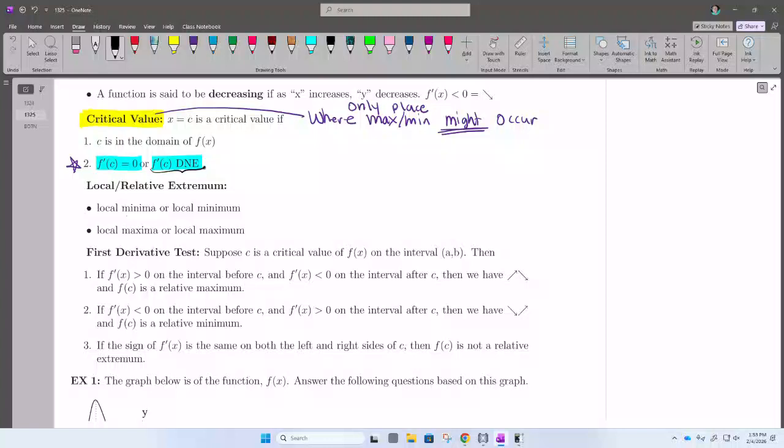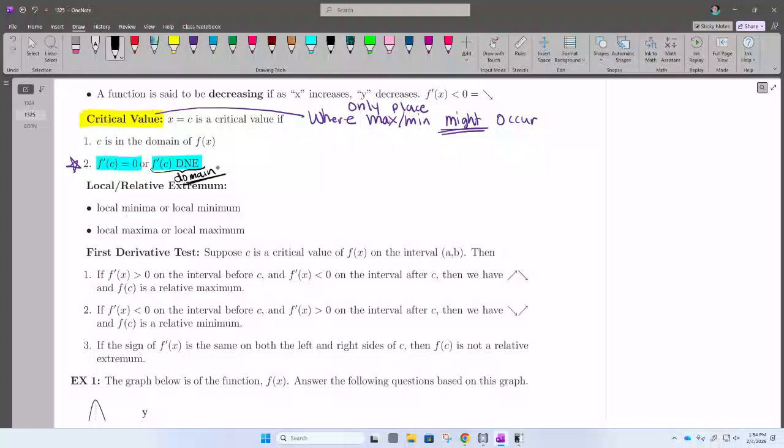Just so that doesn't freak you out there, the derivative does not exist. That's basically asking about the domain of the derivative. Like, what would cause the denominator to be 0, or even rooted radicals, or stuff like that. So you check these two things, and these two things will produce critical values. But just because they produce some numbers doesn't automatically make them critical values.